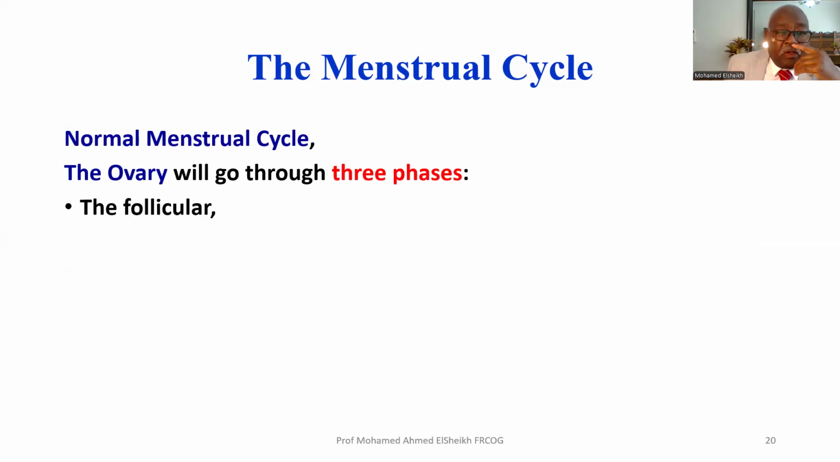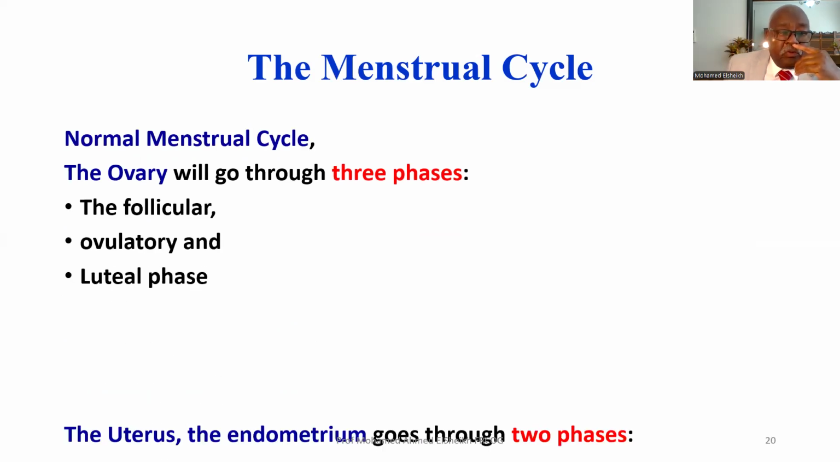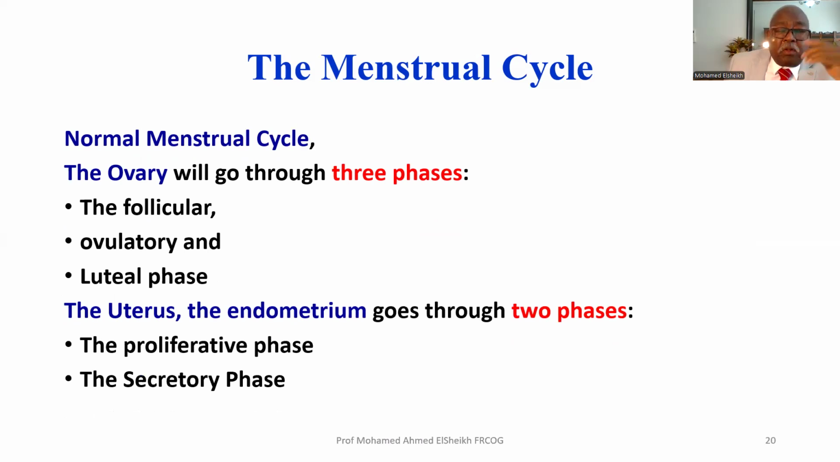So the normal cycle, just to recapitulate on what we have said: the normal menstrual cycle, all the time think about it at two levels, the level of the ovary and the level of the uterus, the endometrium. Obviously, these are controlled by a higher level, the pituitary and the hypothalamus. So what happens at the ovary?